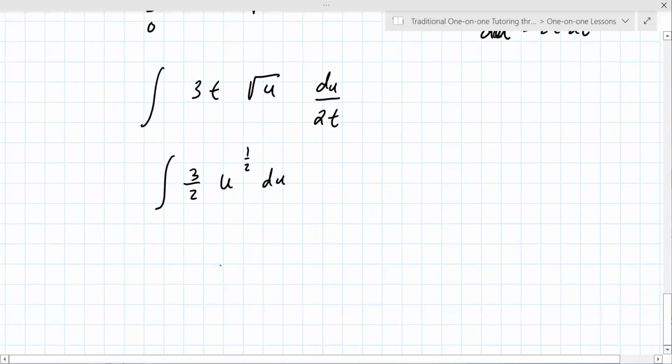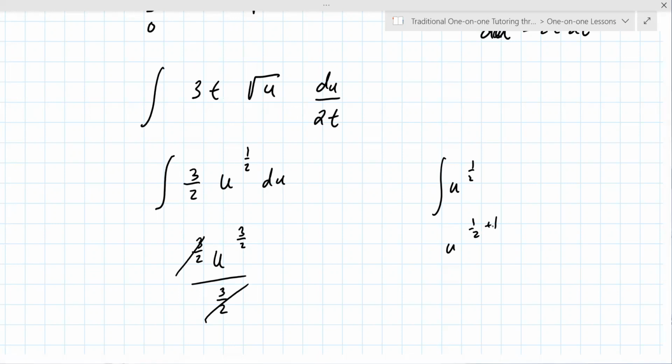So when you add 1, you get u to the 3/2, but then you divide by the new exponent, so those cancel. Where'd you get 3/2? Because you're adding 1 from the integral. The integral of u to the 1/2 is u to the 1/2 plus 1. Okay. Where does the 3t go? It cancels out with the 2t. The t's cancel. Oh, and then the 3 is just sitting there. Yeah, 3 over 2.